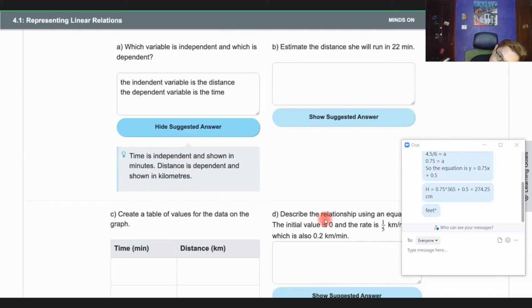Good. Time is independent and shown in minutes. Distance is dependent and shown in kilometers. Wait, you got it the opposite way. Why is time independent? Because you can just choose whatever time and it will show the distance, isn't it? So you have to choose time and the distance will follow. So the distance is dependent on the time and the time is independent.